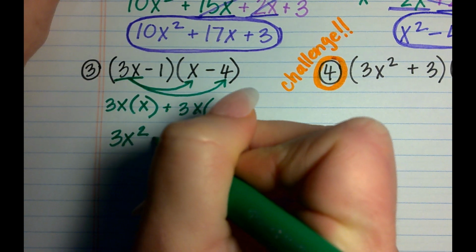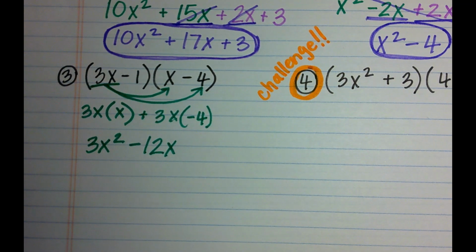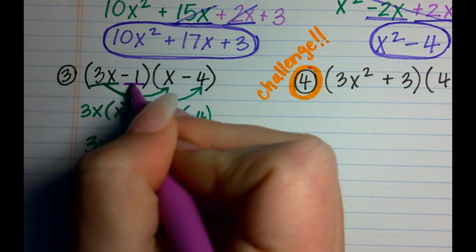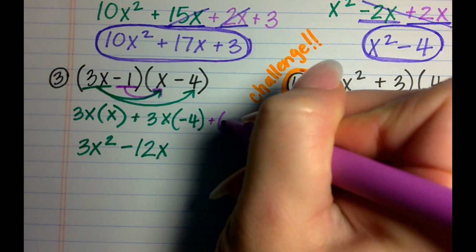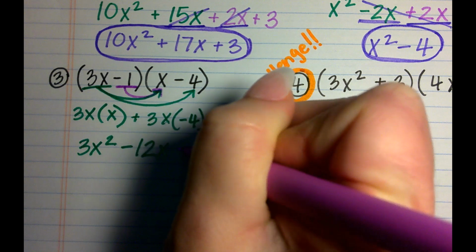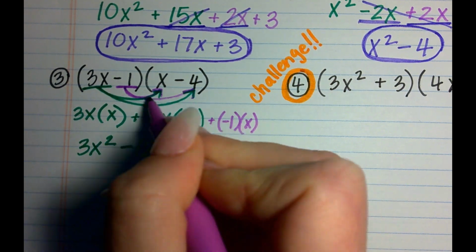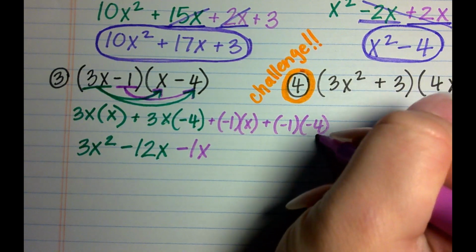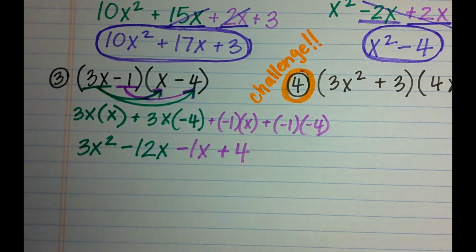3 times 4 is 12. It's negative, plus there's an x. So minus 12x. Negative 1 times x is negative 1x. Good. So my inner term here, negative 1 times x, gives us negative 1x. Negative 1 times negative 4 is positive 4. Perfect. So now we have negative 1 times negative 4. And that gives us, the negatives cancel, positive 4.